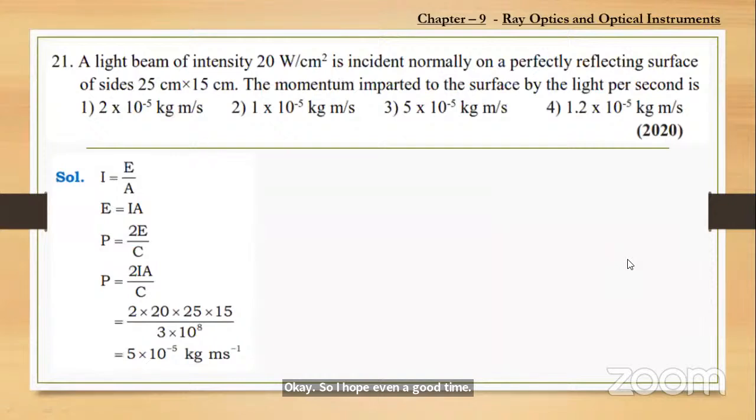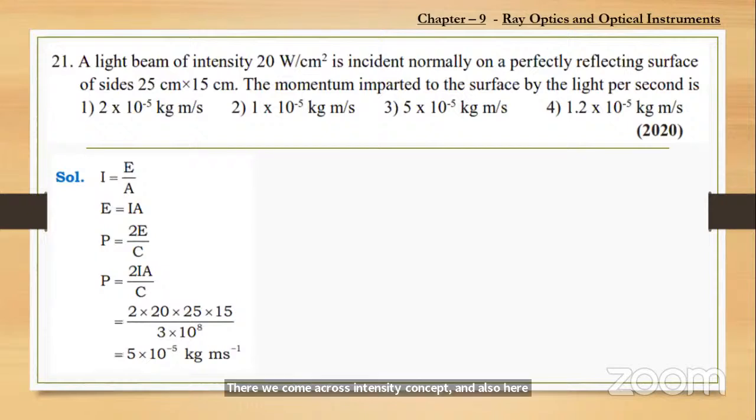Now coming to another question which was asked in 2020. A light beam of intensity. See, this is a question based on the intensity concept. Sir, how does it come in ray optics? See, in ray optics, wave optics, and also dual nature of matter and radiation, we come across the intensity concept, and here also you can consider that.